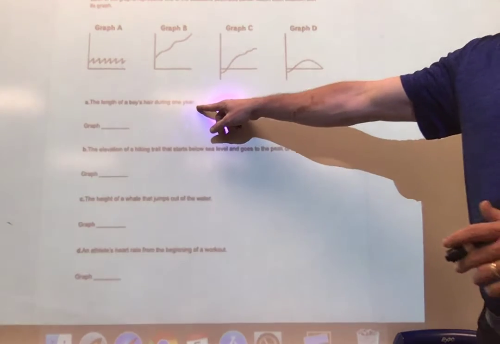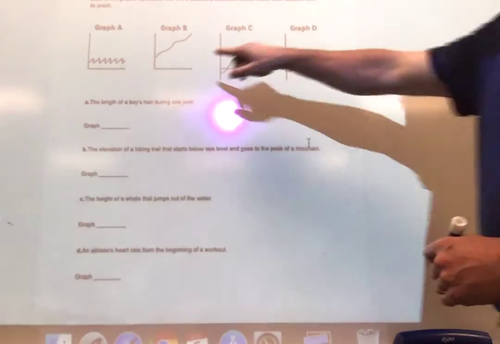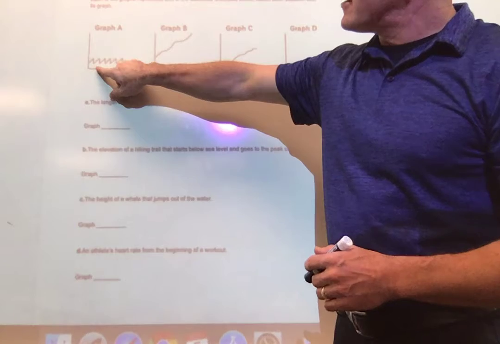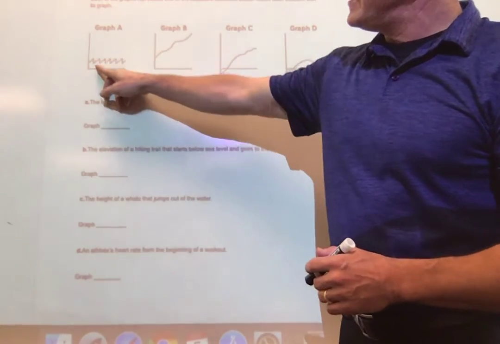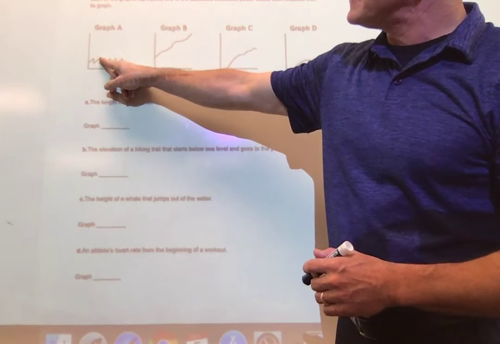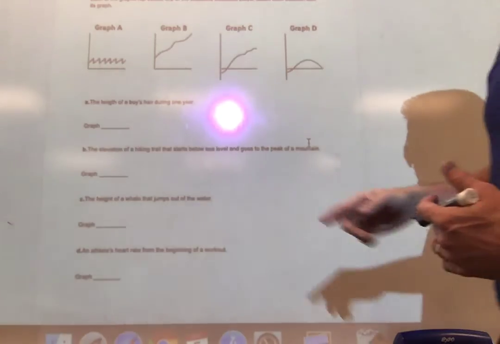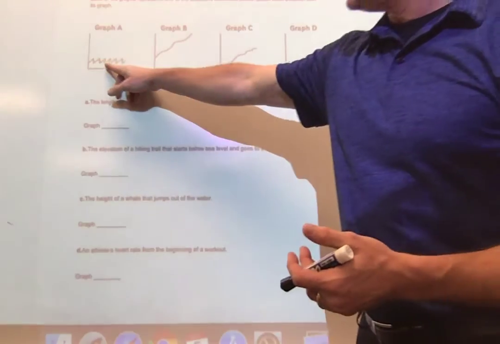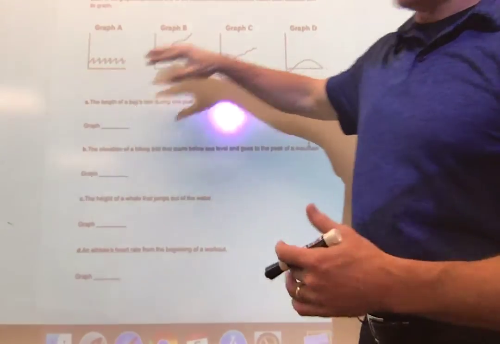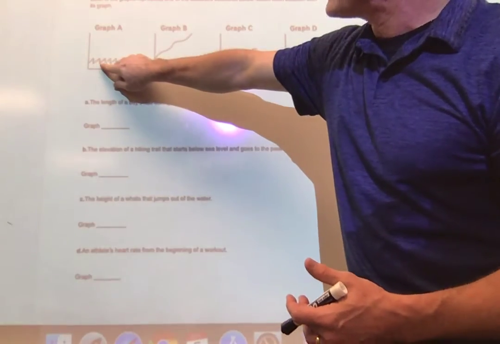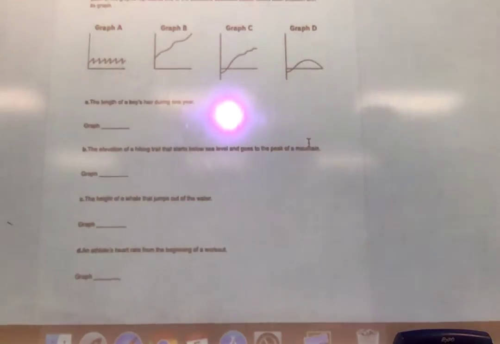If we're looking at the length of a boy's hair during 1 year, on graph A, I see it goes up like it's growing. Then it looks like it goes down, and it goes up at the same rate again. To me, that looks like a haircut, because your hair gets so long, and then usually you get a haircut, right? It gets shorter, and it grows at the same rate. So notice the lines are going up at the same rate. That one could represent a haircut.